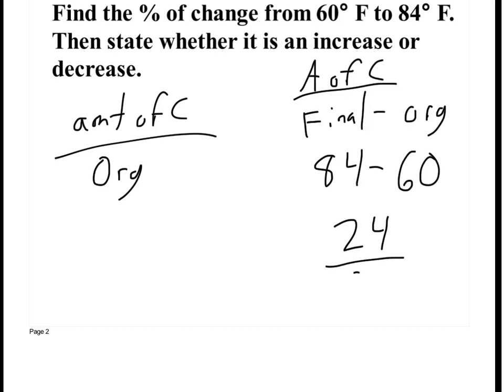I divide that by my original. So what's important is you figure out what's your original amount and what's your final amount. 24 divided by 60 gives you 0.4, which you have to change to a percent, so 0.4 is 40%. Then you need to decide whether it's an increase or decrease. You look at it and see, is it positive or is it negative? This is positive, so this is an increase.